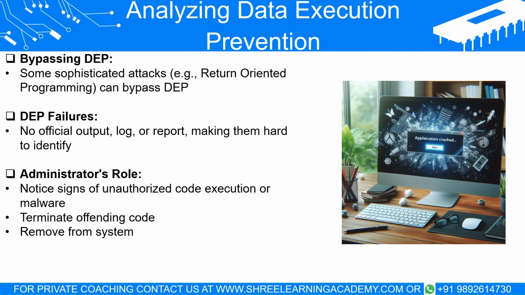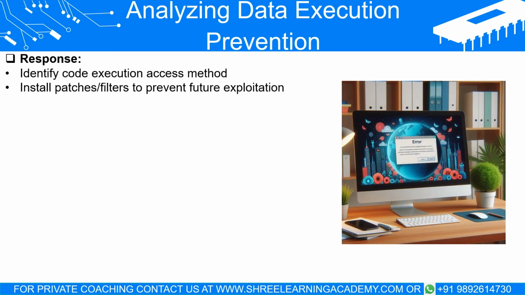The administrator's role in identifying DEP failures. When DEP is bypassed, the system administrator may notice signs of unauthorized code execution or malware on the system. These signs can vary and may include unusual system behavior, decreased system performance, or unexpected application crashes. The response to such indications should be swift. The first step is to terminate the offending code and remove it from the system.